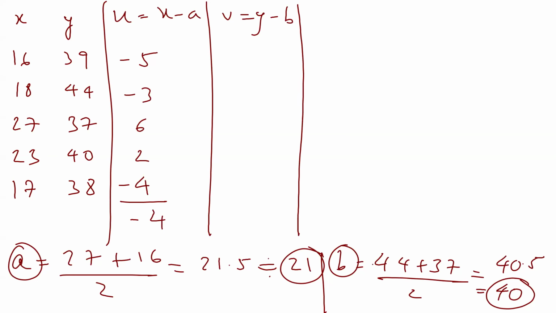V is equal to y minus b. 39 minus 40, b is 40, so that is minus 1. Then 44 minus 40 is 4. 37 minus 40 is minus 3. 40 minus 40 is 0. 38 minus 40 is minus 2. So the total of v is minus 2.